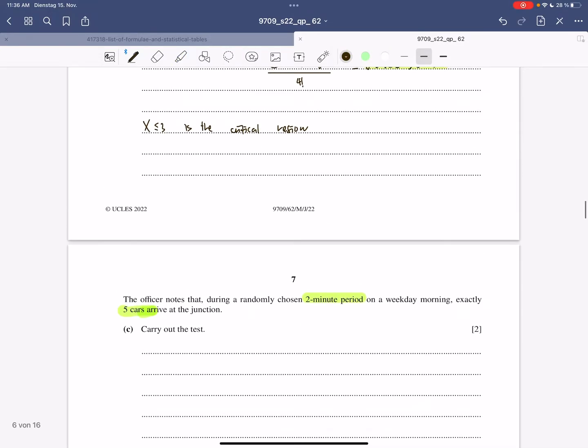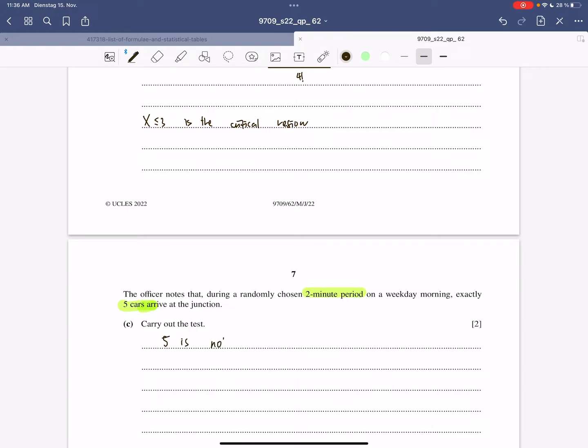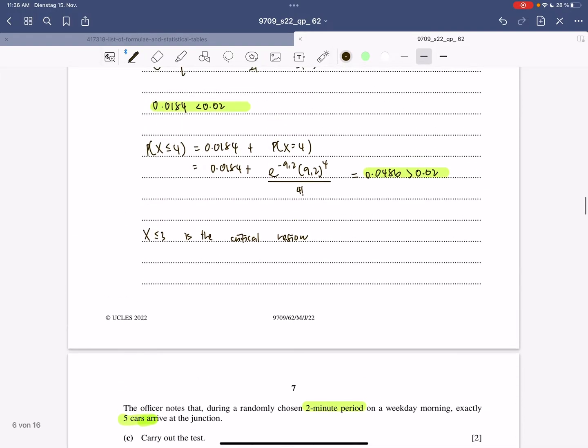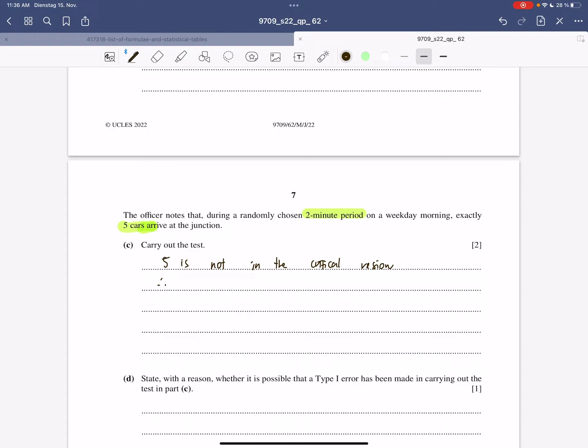So 5 is not within the critical region, right? 5 is not in the critical region, which means H0 is not rejected, but it is instead accepted. Accept H0, reject H alternative. Since it doesn't fall in the critical region, that means it falls in the acceptance region. So write the conclusion: there is no sufficient evidence to suggest that there are fewer cars arriving.